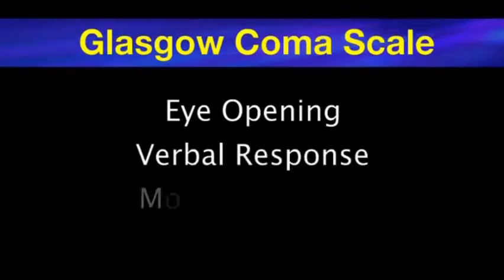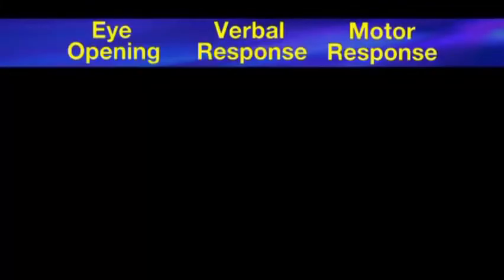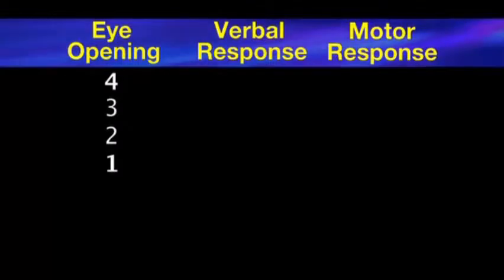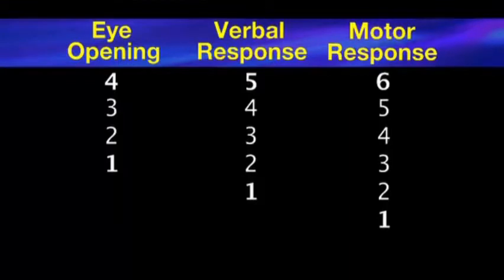There are 3 components to be assessed: eye-opening, verbal response, and motor response. The eye-opening response is scored with a maximum of 4 and a minimum of 1. The verbal response has a maximum of 5 and a minimum of 1. And the motor response has a maximum of 6 and a minimum of 1. You will see that the minimum score for each component of the GCS is 1. This is to demonstrate that the component has actually been assessed and so avoids a score of 0.